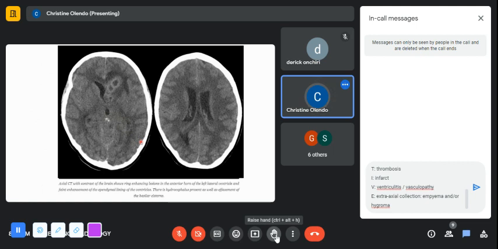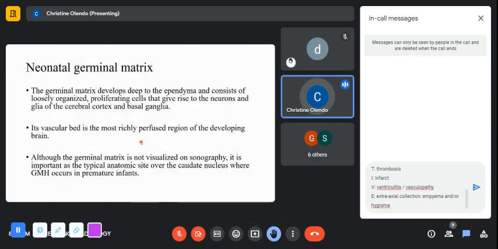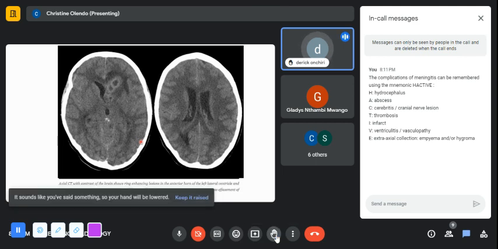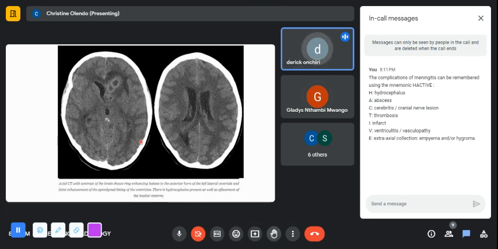So we'll go through neonatal germinal matrix hemorrhage next. Derek has a question. It's not really a question, but I just came across that mnemonic I've posted. I think we have covered the majority, actually all of them, so it's just for remembrance, so we don't forget something.